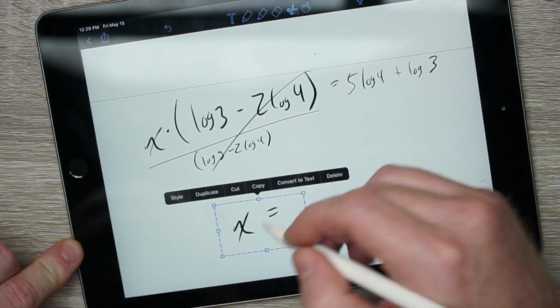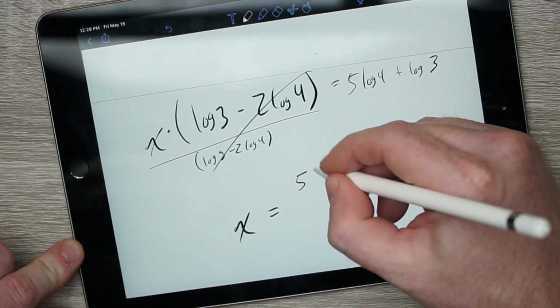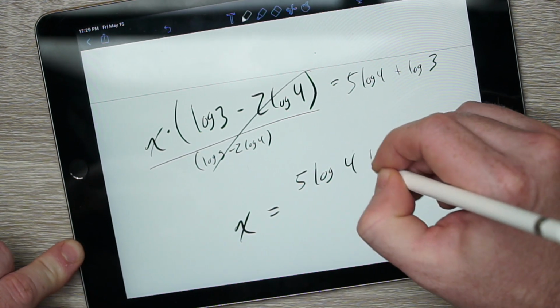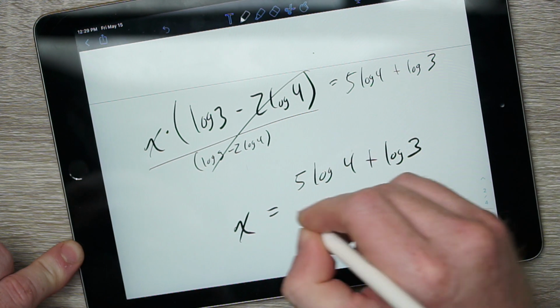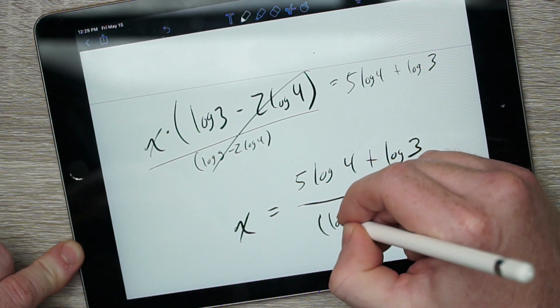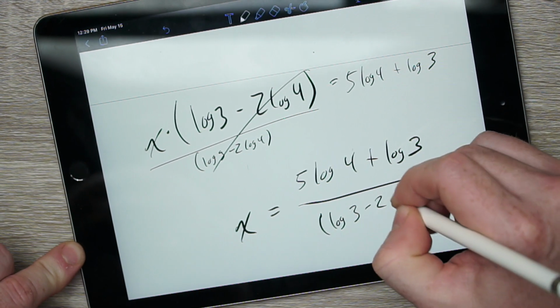So then your answer will look like 5 log 4 plus log 3 over log 3 minus 2 log 4. Most times, if you had this question as short answer, I'll just leave it like this. But we do have an actual number answer here that they want.